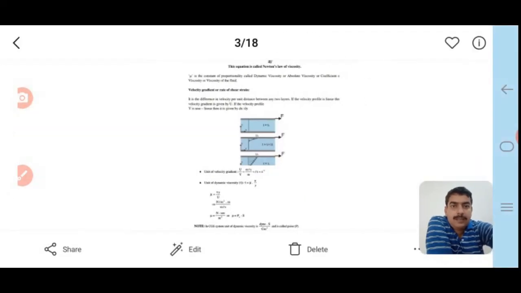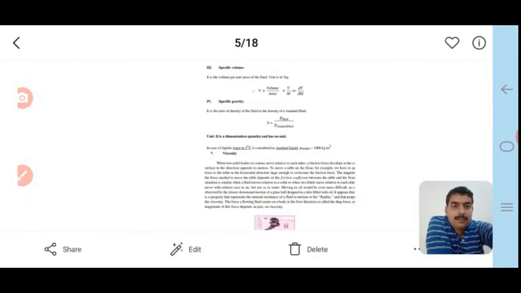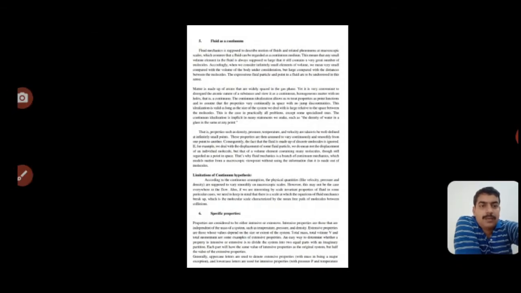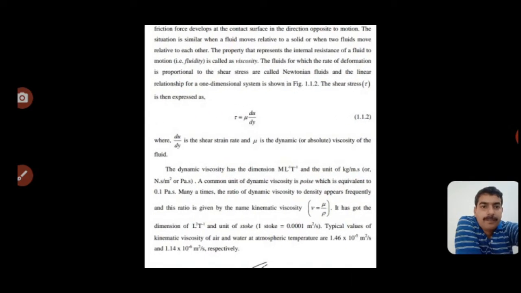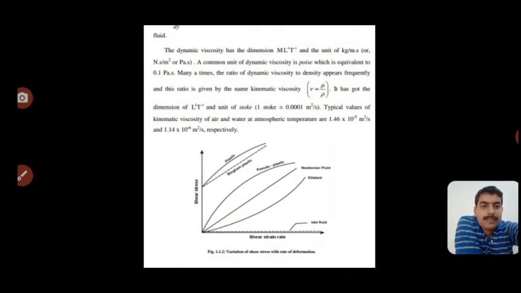In the next slide, now the next property of the fluid. Viscosity is over. Now the previous slide.